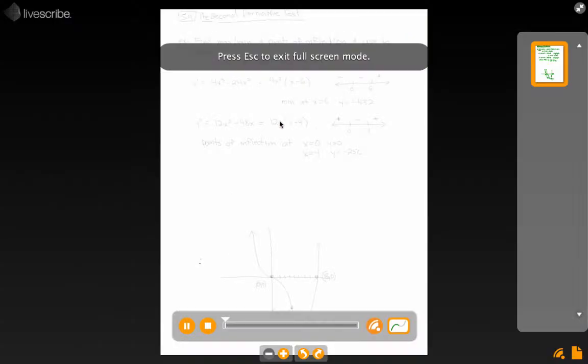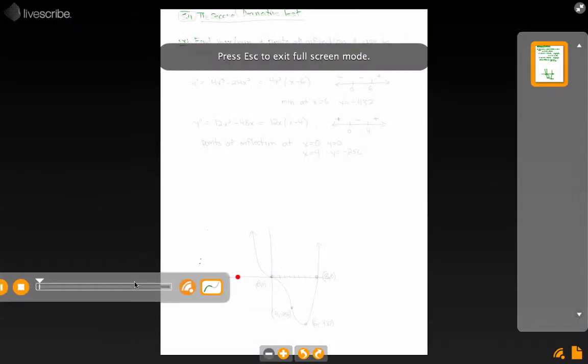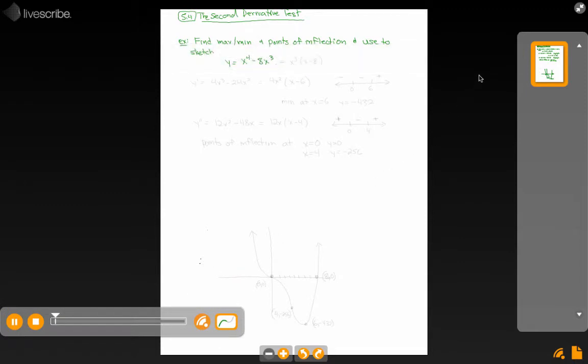This comes out of section 5.4, the second derivative test. So in this question we're asked to find max, min, and points of inflection and use them to sketch this function y equals x to the fourth minus 8x cubed. So my first thought should be I need to find some derivatives.